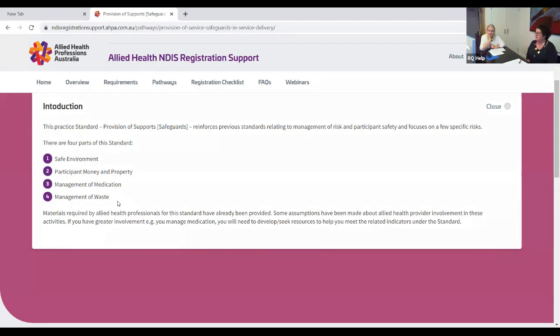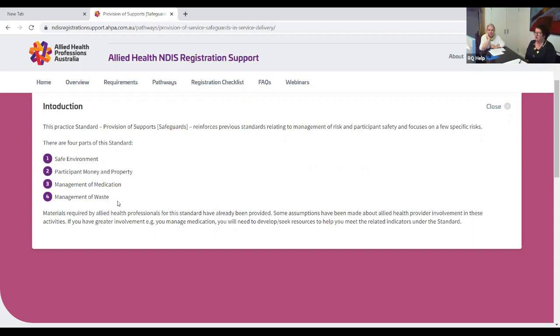Now, safe environment is pretty much covered. We'll come back to it particularly in the risk management section. But that is about, as you'd expect, making sure it's a safe environment for both the participant and your team, so that there's no risk there. And one of the things in that is that you actually have to make sure that the participant can identify your worker. So we've given an idea about how you might do that if you don't have a photo ID for your team.